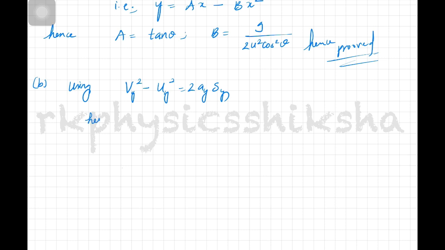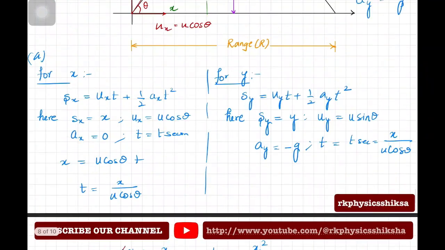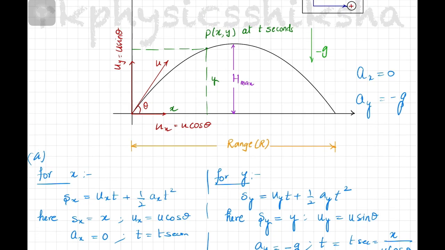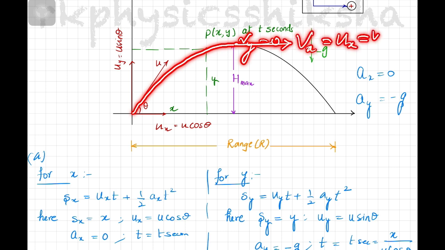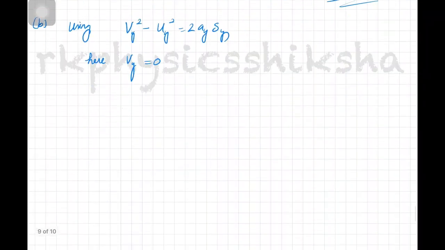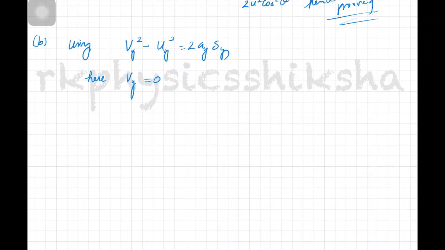Hence we take vy is equal to 0, because at maximum height, as the particle is thrown into the air with a certain initial velocity, its vertical component of velocity goes on decreasing, and at maximum height its vy component becomes 0. At maximum height it will have only the vx component, which will always be equal to ux, which is u cos theta. The vertical velocity vy will be 0 at maximum height. Considering that condition, we take vy is equal to 0, and uy is equal to u sin theta, the one which is responsible for the vertical displacement.